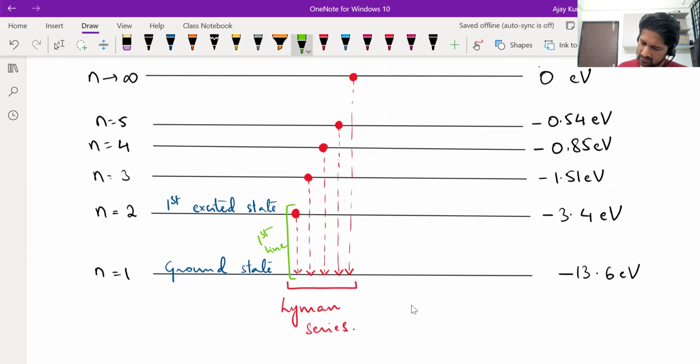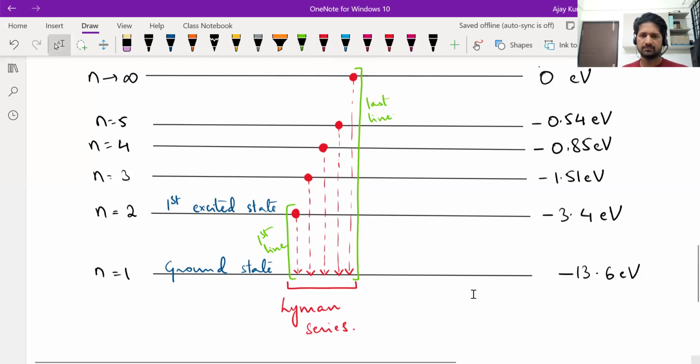You have to remember this naming. First line of Lyman series is from n equal to 2 to n equal to 1. And this jump from the last orbit to the first orbit is called the last line of the Lyman series. Other numbers you can understand. First line is from 2 to 1. Second line will be from 3 to 1. Third line will be from 4 to 1, and so on. Last line will be from orbit number infinity to orbit number 1. So this set of wavelengths emitted is what we call the Lyman series.